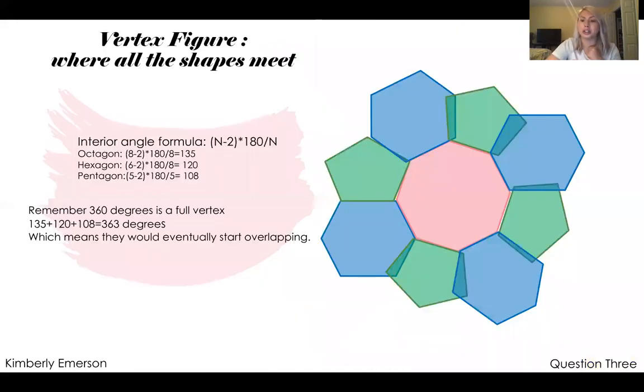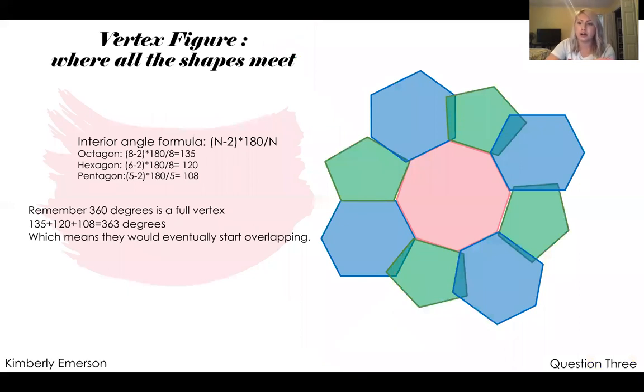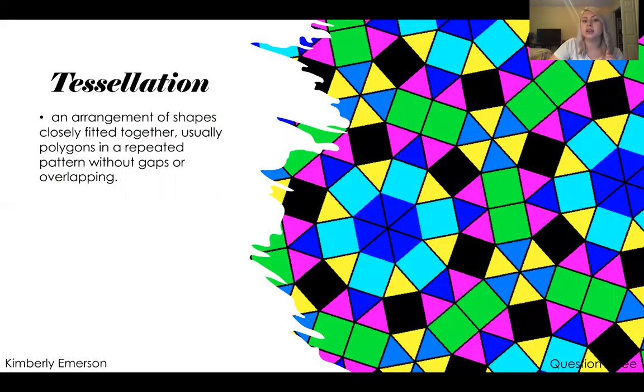Sorry, this was question 3, talking about vertex figures. We were supposed to give a response on what we could do to make these images fit together, and my response was tessellation. Instead of having these images overlap each other, we'll use tessellation, which is an arrangement of shapes closely fitted together, usually polygons, in a repeated pattern without gaps or overlapping, which is our goal.